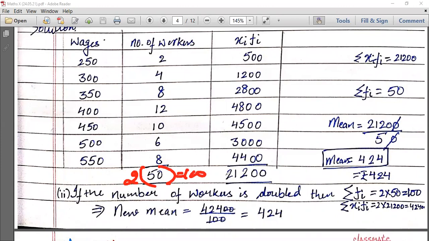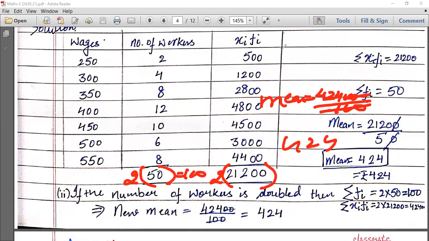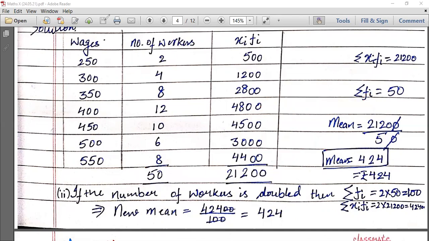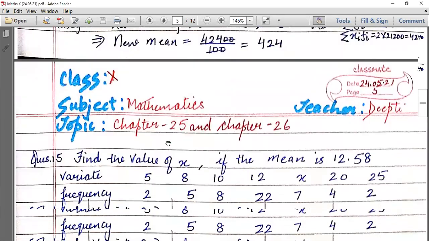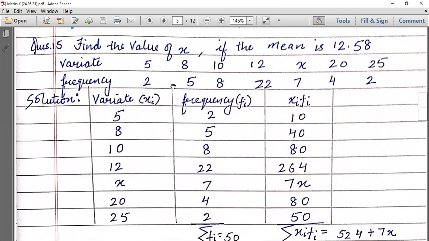So it means your summation xifi is also doubled, that is 2 times. So your mean, because then summation xifi is double, it will be 42400, and your frequency is also double, that is 100. So you will get the answer as 424 only. So if the frequency is doubled, you will get the same mean. Is it clear, students? Now let's discuss question number 15.